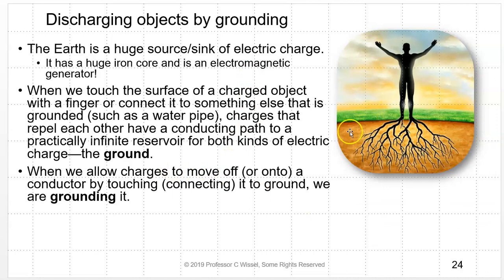When we touch the surface of a charged object with a finger and then connect it to something else that is grounded, such as a water pipe, charges that repel each other have a conducting path to the practically infinite reservoir for both kinds of electric charge, the ground, the Earth itself. When we allow charges to move off of or onto a conductor by connecting it to ground, we are grounding it. It is also called earthing it for obvious reasons, because you're connecting it to the ground.